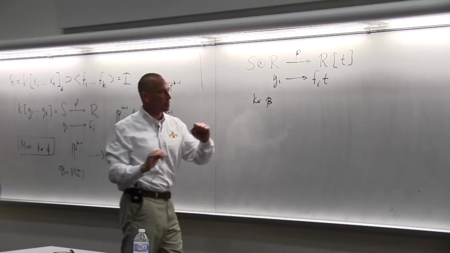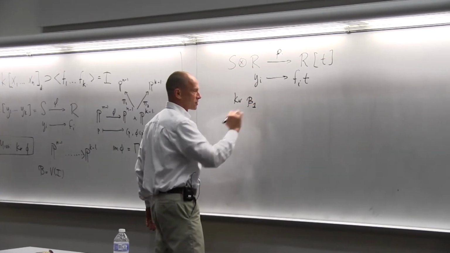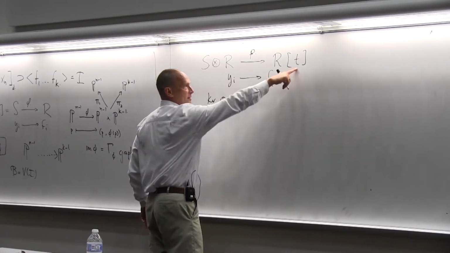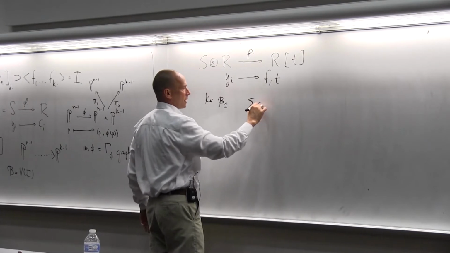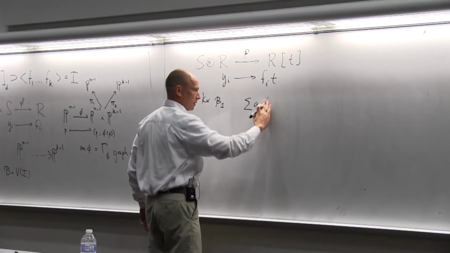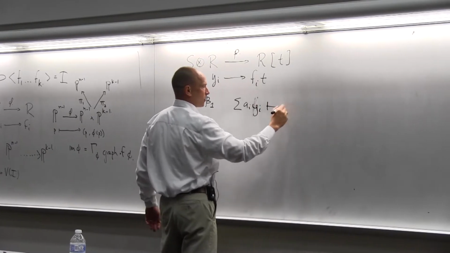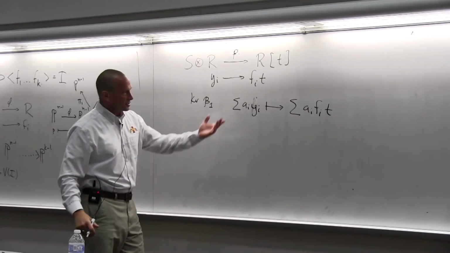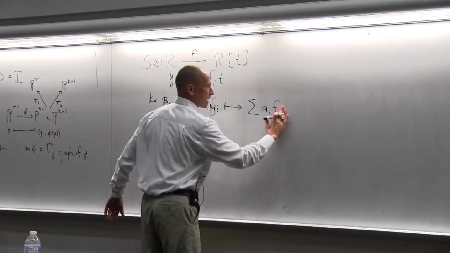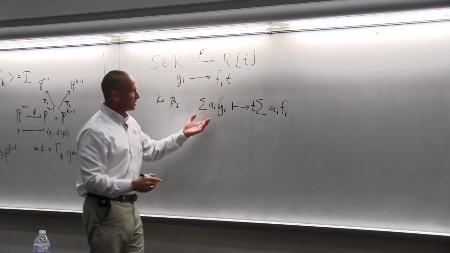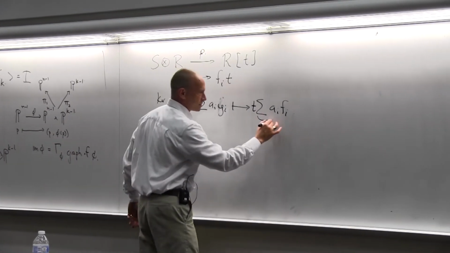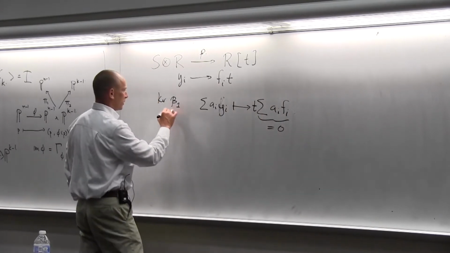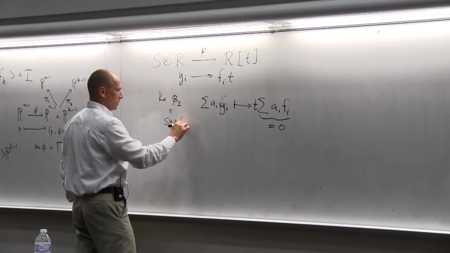I'm going to do it piece by piece. First I want to look at the kernel of beta 1. We've done this already. So what's the kernel of beta 1? When I say 1, I mean degree 1 in the t variable. So I take a sum of a_i y_i. This gets mapped to, of course, the sum of a_i f_i t. The t is in every piece, so it pulls out to the front. The only time this is going to be 0 is if this sum is 0. That means exactly that this is a syzygy on the f_i's. So the kernel of beta 1 is exactly the syzygies on I.